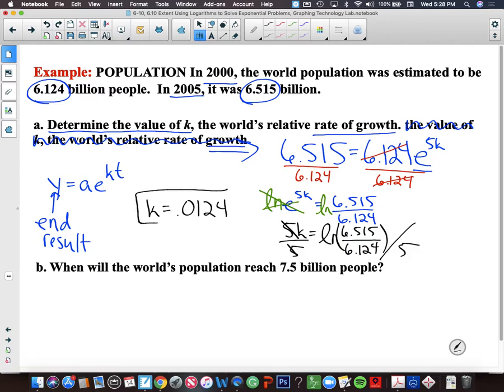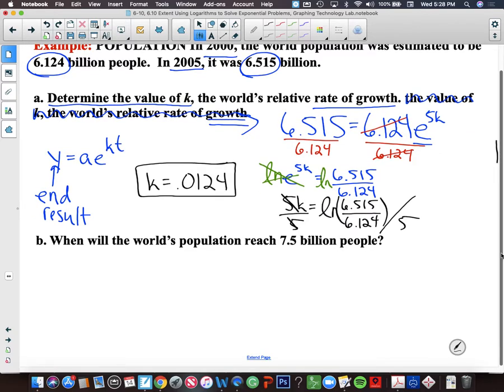0.124. That's our growth factor, the relative rate of growth. So we had to use natural log to get rid of that e in there. We got to get the e by itself, natural log both sides, divide by 5, and then you get your K value. Okay? So then you can use that in the next problem.